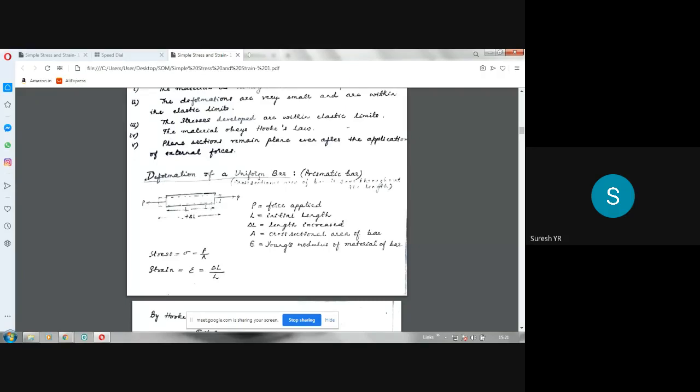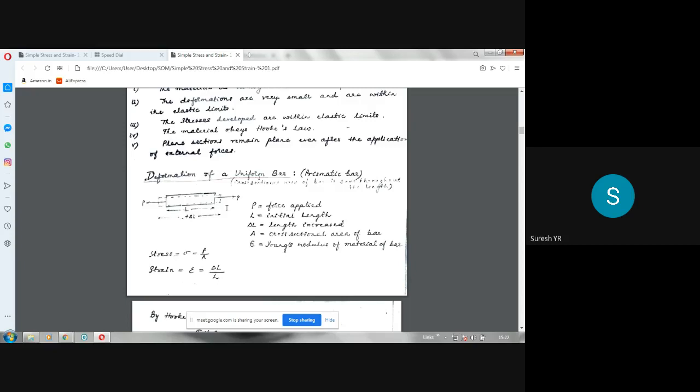Now, once it is subjected to tensile force like this, there will be an elongation of the bar. So the length of the bar will increase. L is the initial length, L plus delta L is the final length. So delta L is the increase in length or change in length. Now, we have to derive an expression for this delta L. L you will be knowing, P you will be knowing, A you will be knowing, Young's modulus E also you will be knowing.